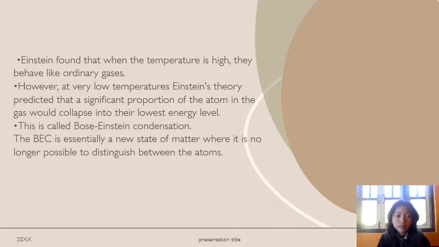Einstein found that when the temperature is high, they behave like ordinary gases. However, at low temperature, Einstein's theory predicted that a significant proportion of the atoms in the gas will collapse into their lowest energy level. This is Bose-Einstein condensation. Basically, a Bose-Einstein condensate is a state of matter where it is no longer possible to distinguish between the atoms.